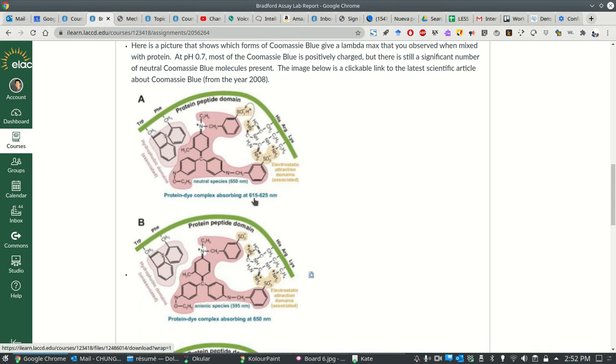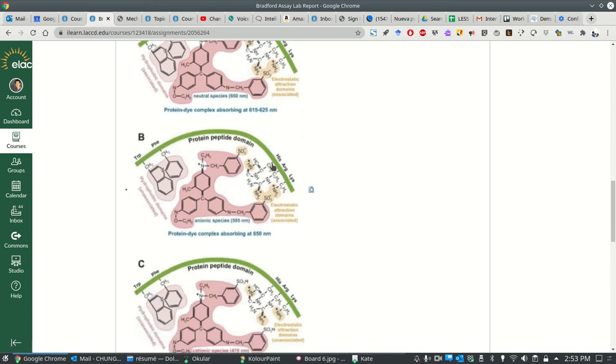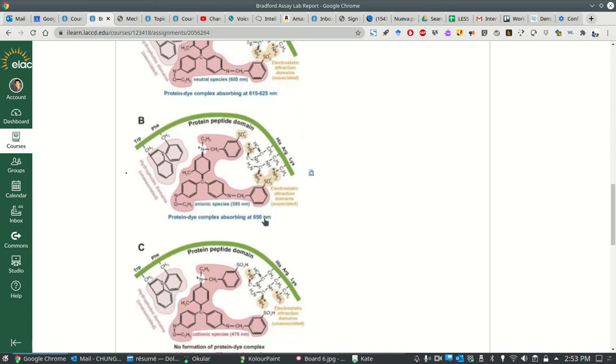You see this protein dye complex absorbs at about 615. That is pretty close to the wavelength that we use to measure the concentration of the protein. So we're looking for this color. We're looking for this complex. We do not measure the absorbance at 650 nanometers. So if this complex forms, we will never see it.